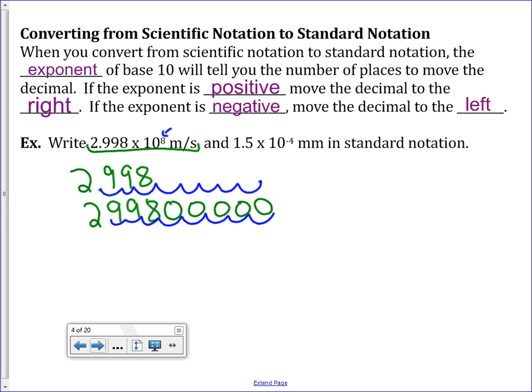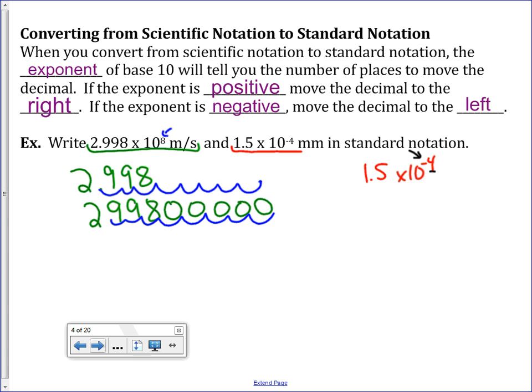In the next example, we're asked to write 1.5 times 10 to the negative 4 in standard notation. So similar to the previous example, we're going to take that number, 1.5 times 10 to the negative 4, and convert it into a number with zeros, in this case, in front of it. So in this number, the exponent, and the fact that it's negative, tells us that we'll have to move the decimal place to the left.